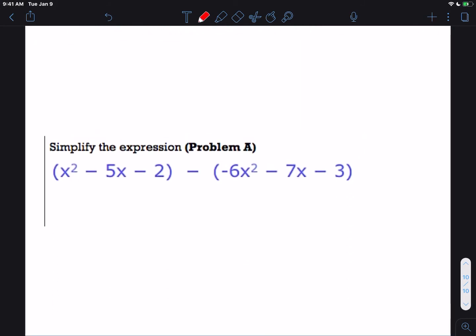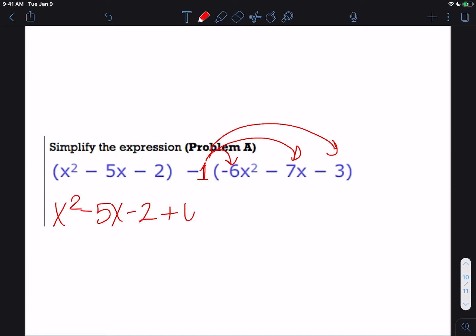Here they want me to simplify the problem. So whenever I see a negative on the outside of the parentheses, that's really like a negative 1. So negative 1 multiplied times everybody in there. Over here, nothing, so nobody's changing. Here, I'm going to distribute out so that way I can get rid of these parentheses and have an easier time combining like terms.